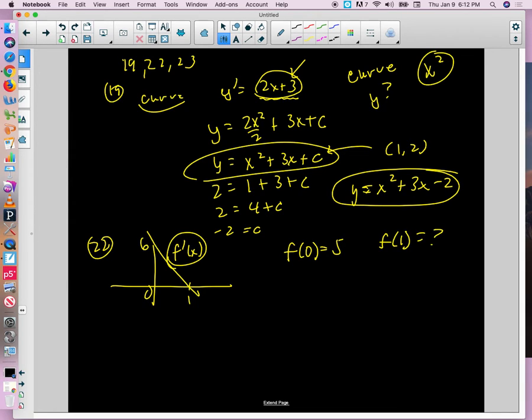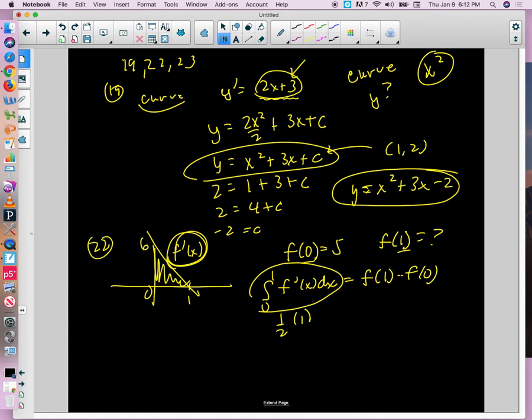So I'm going to do what we've been doing on our worksheet. I'm going to integrate f prime from 0 to 1, and that'll give me f of 1 minus f of 0. And so this is all positive. So I have 1/2 base times height. f of 0 is 5. So this is 3 plus 5. So f of 1 is 8. Answer choice D.